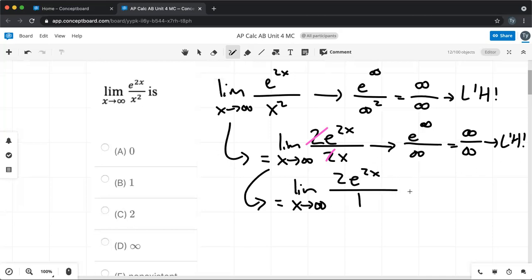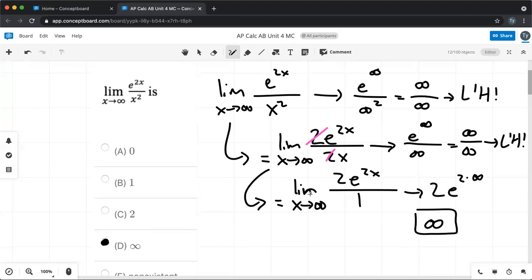So when we try direct evaluation, we get 2e to the 2 times infinity. Well, e to the 2 times infinity is the same as e to the infinity in the limit. E to the infinity is going to give us infinity. And then 2 times infinity gives us infinity. So the answer here is infinity, which is D.